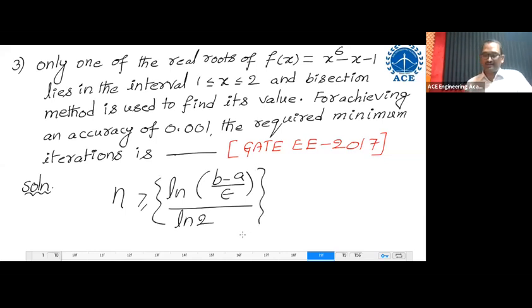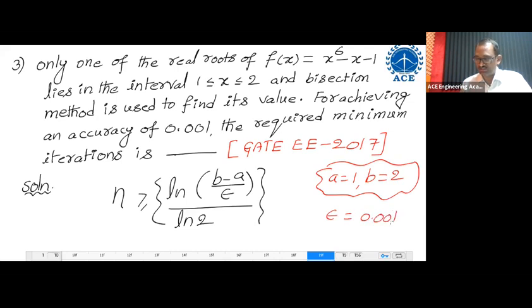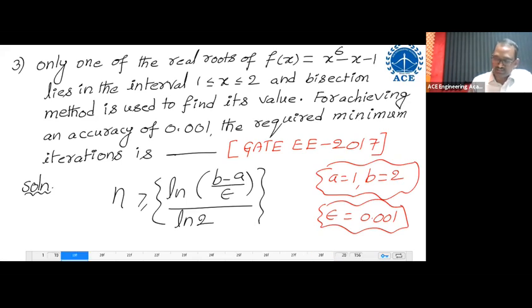Here a means the interval initial point, b means the interval end point. So a means 1, b means 2. Of course, the epsilon value was also given to be 0.001. Now proceed, substitute the information and let me know the data.